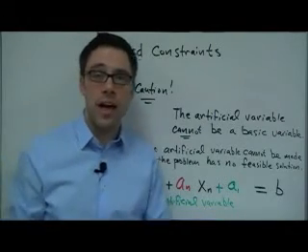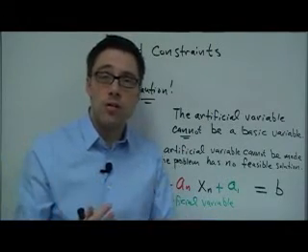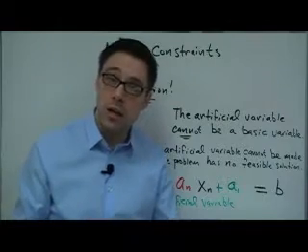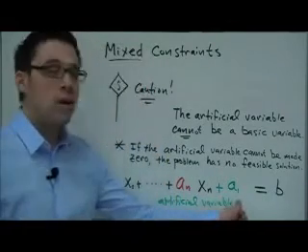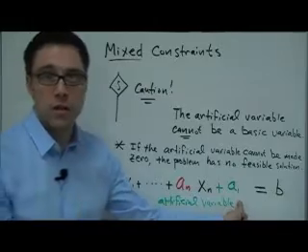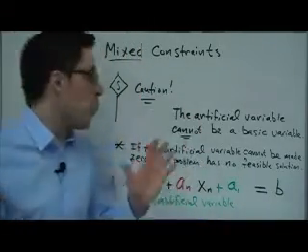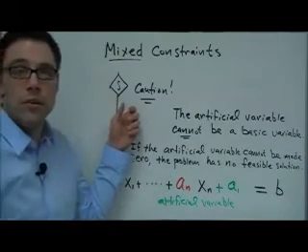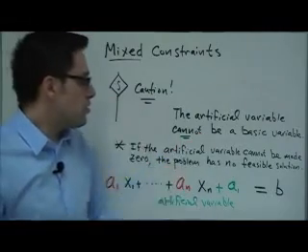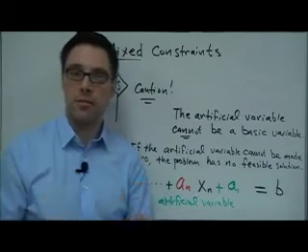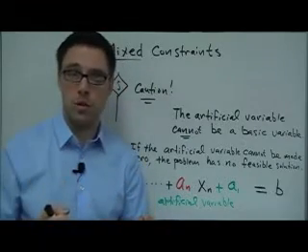Now, it's possible to have a solution for a slack variable, as we've seen, but it's not possible to have one for an artificial variable because it's artificially added to the problem. So here's my caution word of warning. Okay, a curvy road is coming soon. The artificial variable cannot be a basic variable. That's the point, because if it were, it would be a solution.